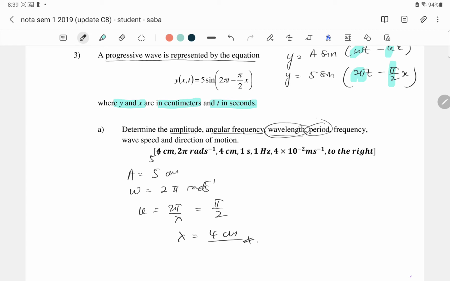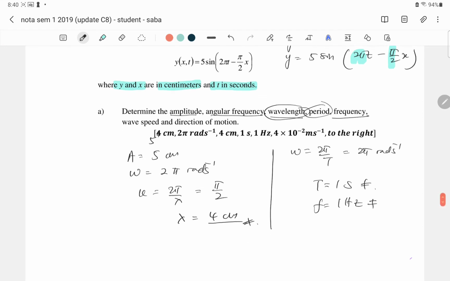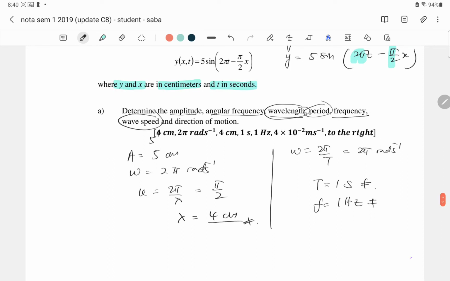To find the period, we can have from omega equal to 2 pi over T. Your omega is equal to 2 pi radian per second, then your T is equal to 1 second. For the frequency also 1 hertz, because T equal to 1 over f, f equal to 1 over T. And then the last one, you have to find the wave speed. The wave speed v is equal to f lambda. Your f is 1 and your lambda is 4, so v is 4 centimeter per second.